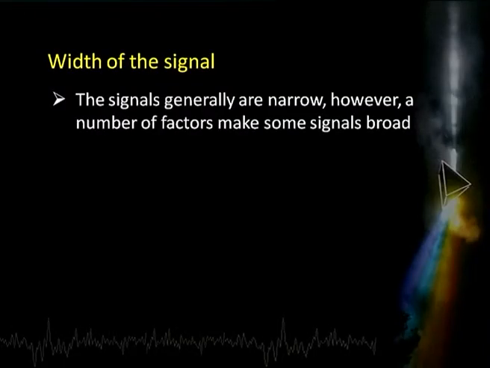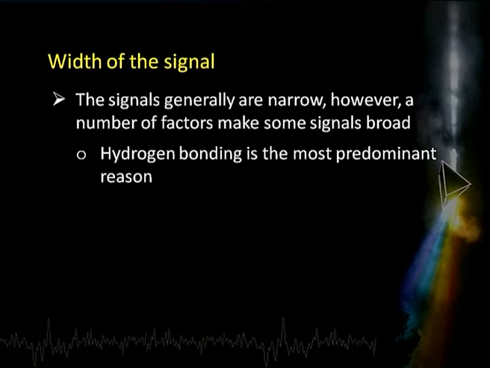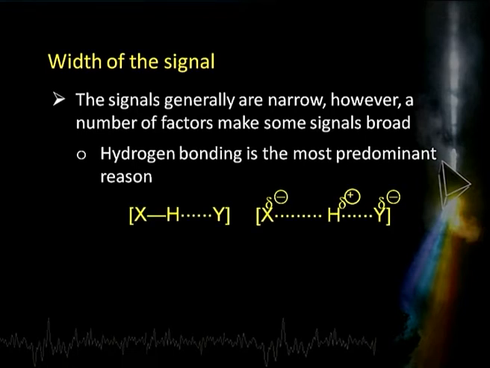Generally the spectra, as we have been seeing so far, the signals or bands are quite narrow, but some of them happen to be quite broad, and a number of factors make the signal broad. The most common factor happens to be hydrogen bonding. We know that a hydrogen bond can be represented as follows, wherein X and Y are two electronegative atoms, so it could be oxygen, nitrogen or a halogen and so on.